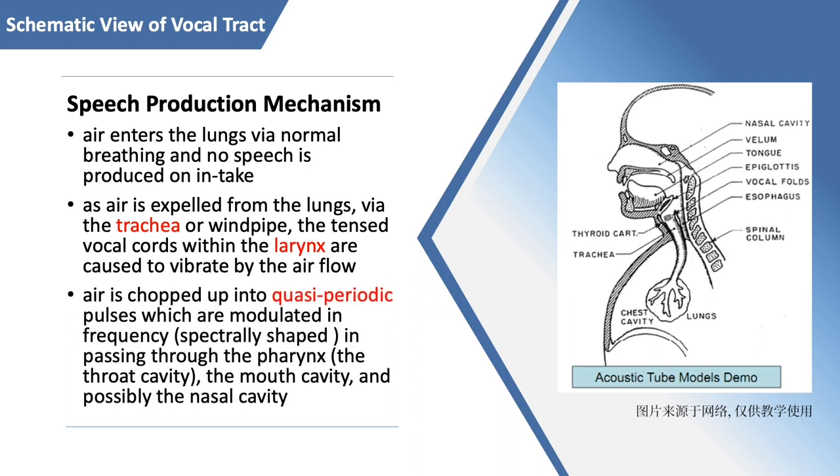Air is chopped up into quasi-periodic pulses, which are modulated in frequency or spectrally shaped in passing through the pharynx, which is the throat cavity, the mouth cavity, and possibly the nasal cavity. The positions of the various articulators, jaw, tongue, velum, lips, mouth, determine the sound that is produced.